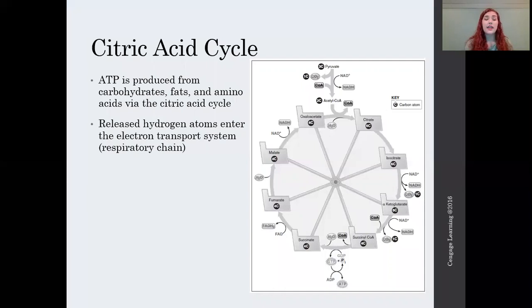The citric acid cycle is an aerobic metabolic process in which carbs, protein, and fat are fully broken down in order to produce ATP. So remember that aerobic means it does require oxygen. So in order for the citric acid cycle to function properly, oxygen will have to be present within the cells.